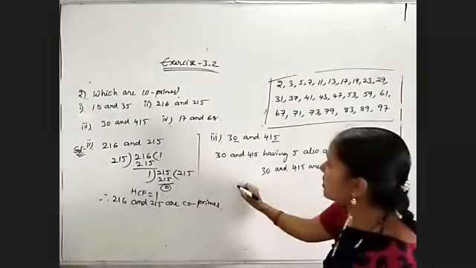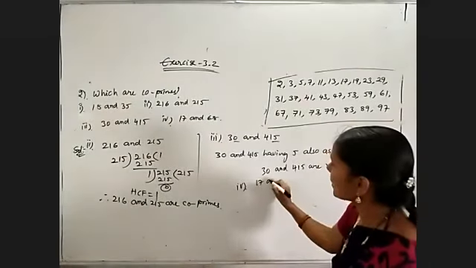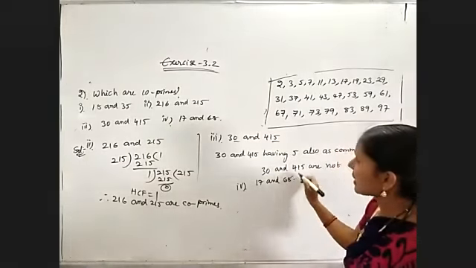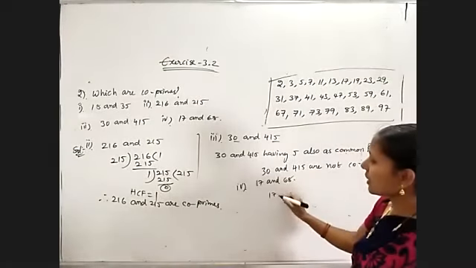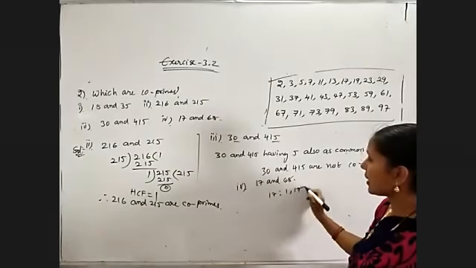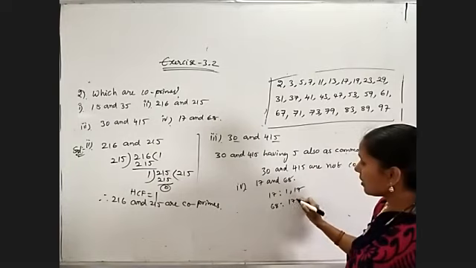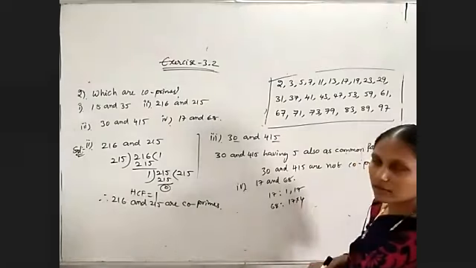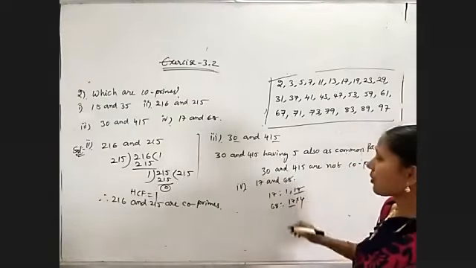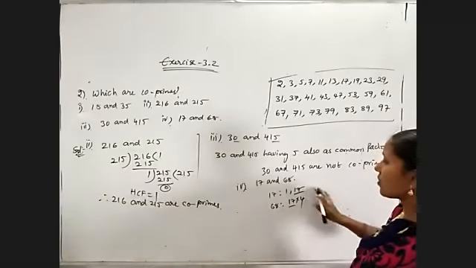And coming to the last question, 17 and 68. 17 and 68 have the common factor 17. 17 factors are 1 and 17. 68 factors are 17 4s are 68. Yes. So 17 is the common factor for both the numbers. So these two are also not co-prime.